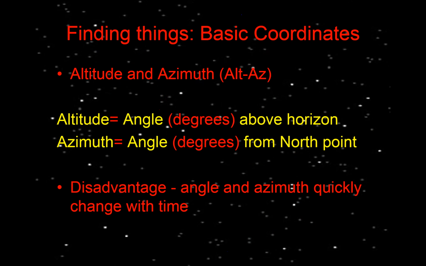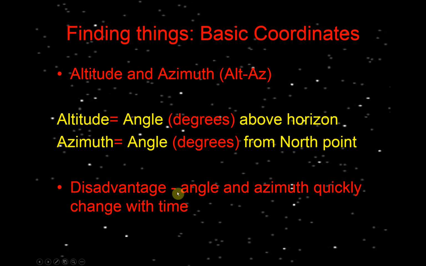When we're looking at coordinates of objects in the sky, there are a couple of different coordinate systems that can be used. We're going to start out here with the altitude and azimuth system. This one's fairly simple in terms of how it's defined. The altitude, as it sounds, is how high the object is above the horizon. So really, in terms of an angle, how many degrees above the horizon is your object?